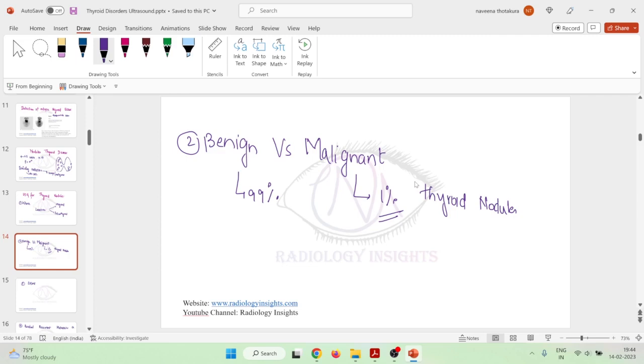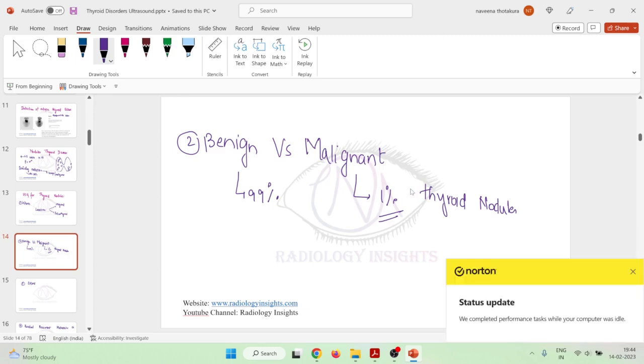Then why are we going to evaluate the thyroid nodules when the maximum are benign? The main reason is to find this one malignant nodule so that we can give early treatment to the patient and thus save the life of the patient. So most of them are benign.